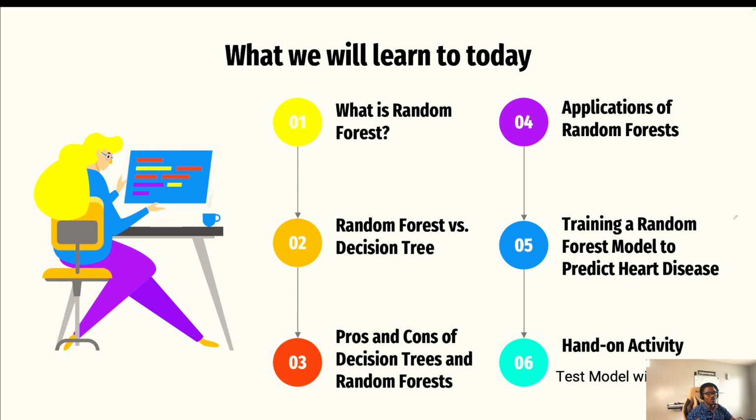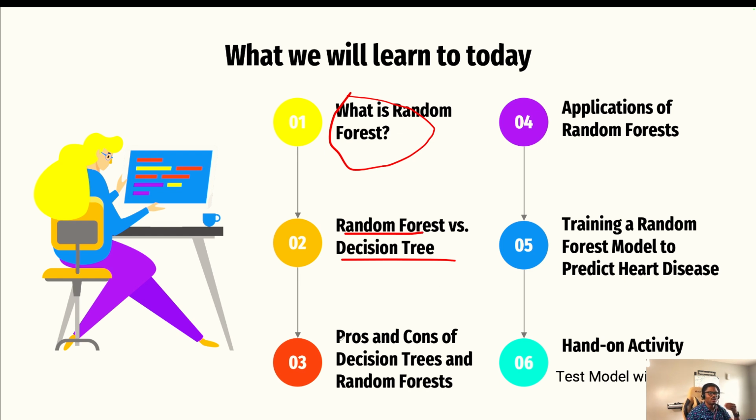So what are we going to learn today? In today's video specifically we're going to learn what is random forest. What exactly is a forest, and how is forest related to AI or machine learning? We'll learn about that. We're going to see the difference between random forest and decision tree, because it is very important for you to know what is decision tree, what is random forest, and why do we need random forest if we have decision tree.